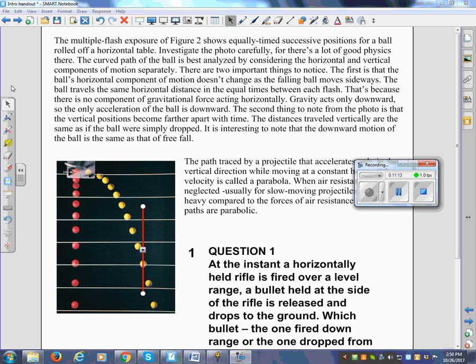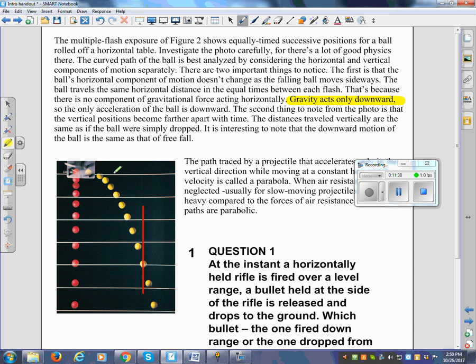Okay. The ball travels the same horizontal distance in equal times between each flash. That's because there's no component of gravity acting horizontally. Gravity acts only downward. Well, of course. Really? So the only acceleration of the ball is downward. So what is the acceleration horizontally? Big fat zero.